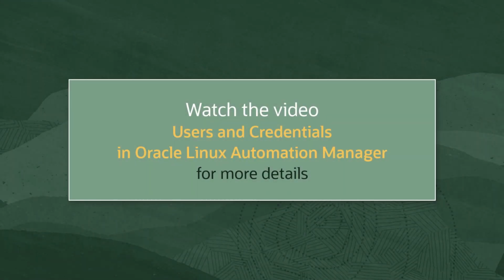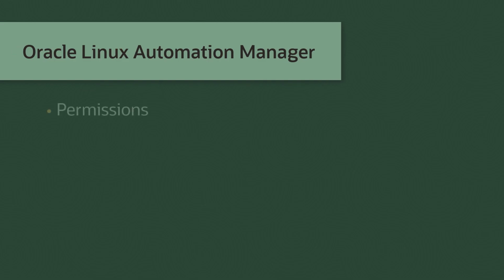As part of this series, we previously covered creating users to set up role-based access control known as RBAC. If you haven't watched it, be sure to check out Users and Credentials in Oracle Linux Automation Manager. Having covered users, we'll now focus on granting them permissions.